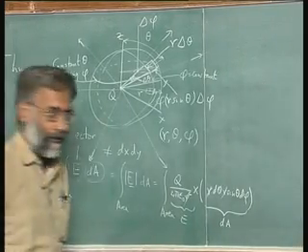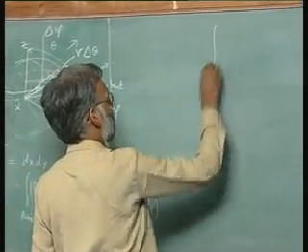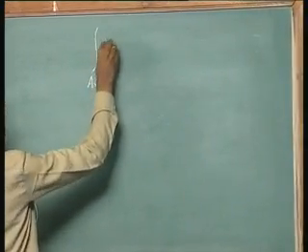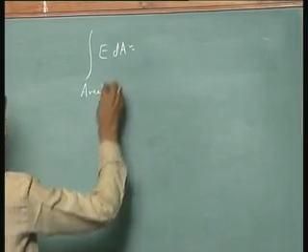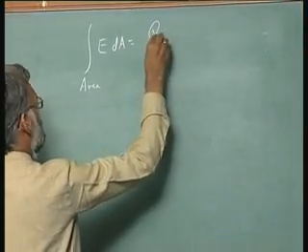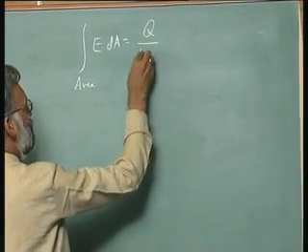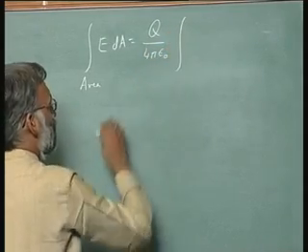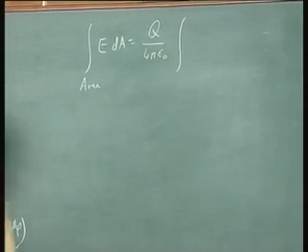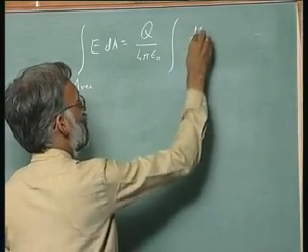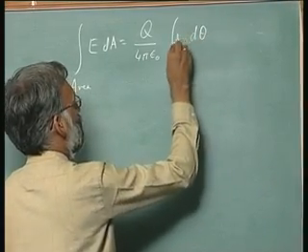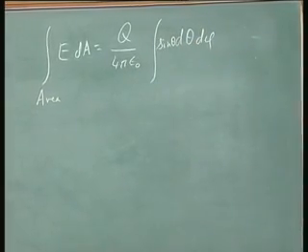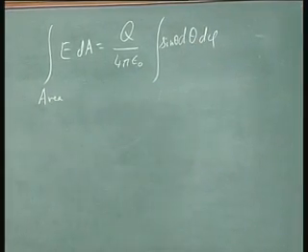So, when you do this integral over the area, E dA, it becomes equal to q over 4 pi epsilon naught integral over d theta sin theta d phi. Now, what are the limits of that integral?